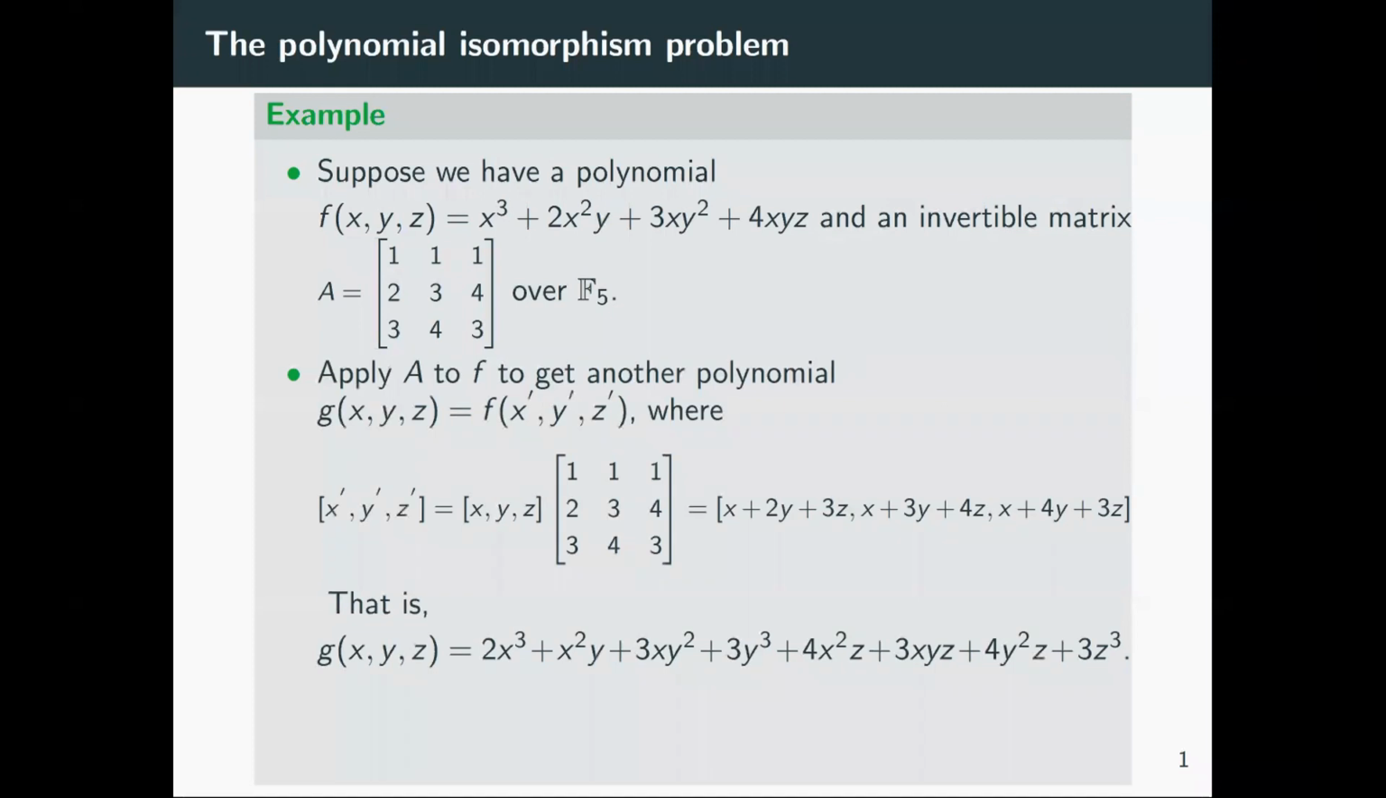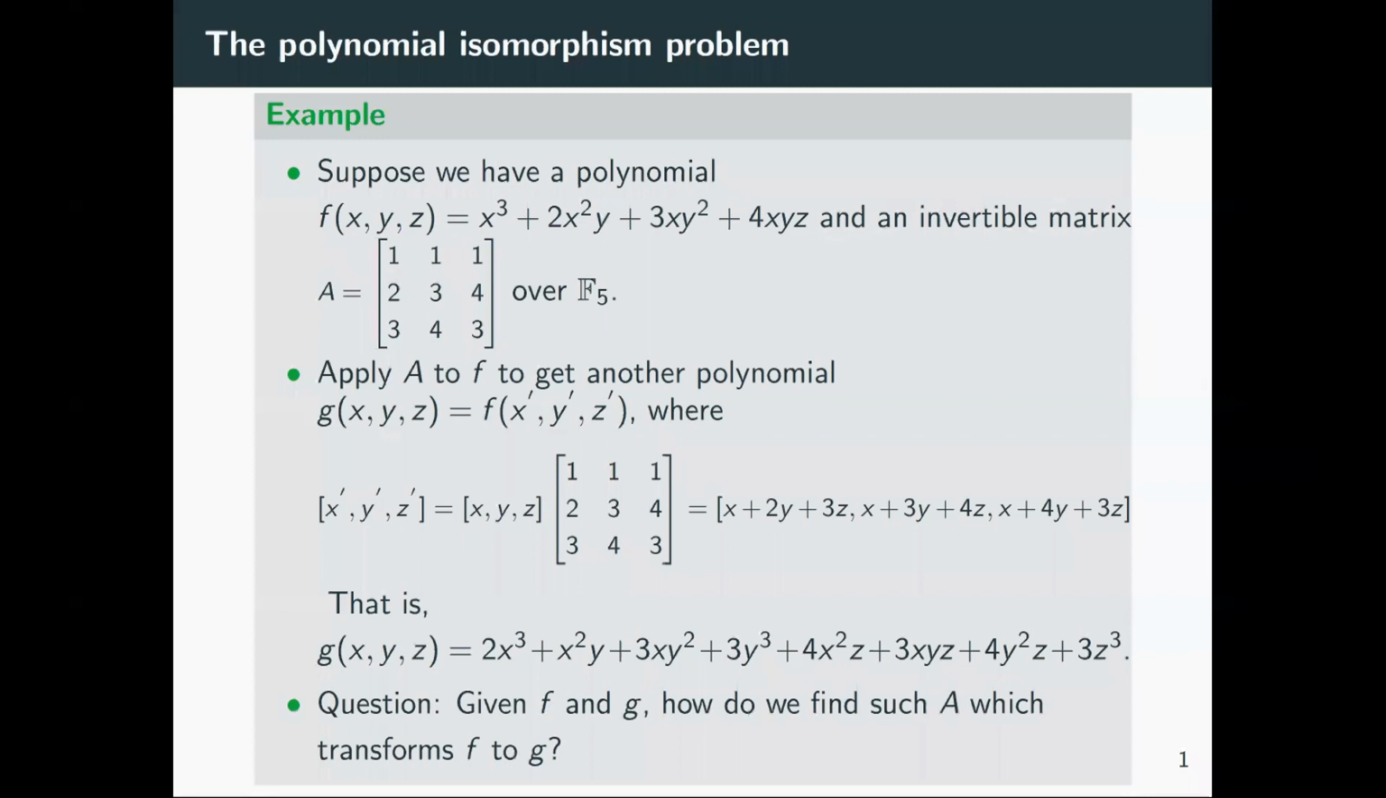Next, we apply A to f and we get a new polynomial g. We just transform each variable to a linear combination of x, y, z given by a column of matrix A. For example, we look at the first variable. That is x plus 2y plus 3z. Then we have a new polynomial g. In this example, we say that f and g are isomorphic. The question is, if we only know f and g, how do we find such an invertible matrix A?